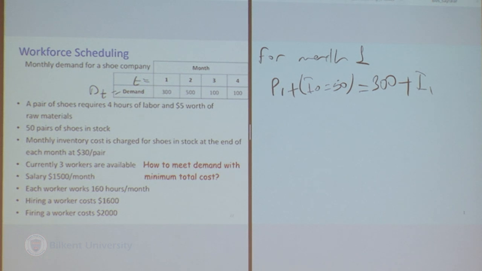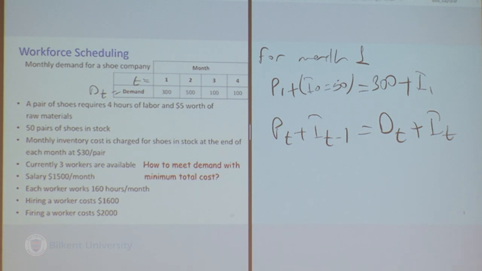So the general version is production at month T plus what's coming from the previous month should be equal to demand of this month plus the inventory of this month left over. Be careful, this DT is the demand. It's a parameter, not a variable. The rest are the variables we just defined. This is very important. This type of equation is really important. We do it a lot whenever we need to do balance.